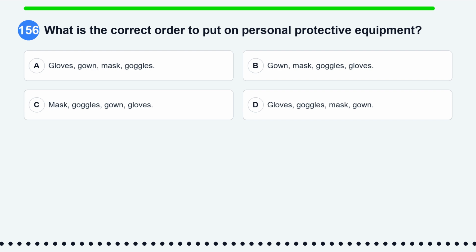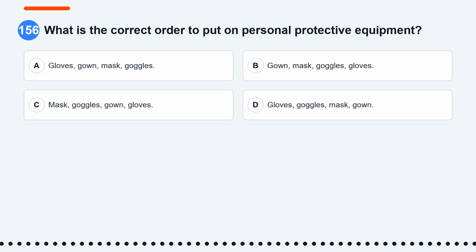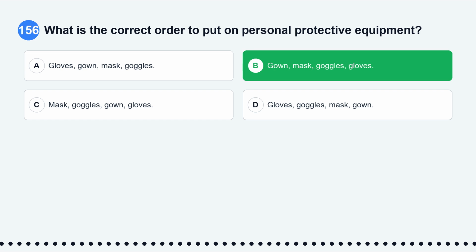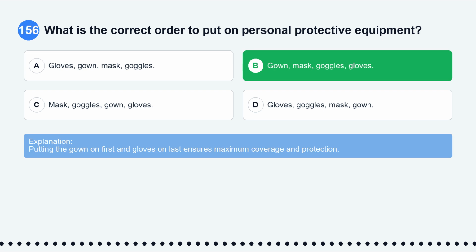Question 156. What is the correct order to put on personal protective equipment? Option A, gloves, gown, mask, goggles. Option B, gown, mask, goggles, gloves. Option C, mask, goggles, gown, gloves. Option D, gloves, goggles, mask, gown. The correct answer is option B, gown, mask, goggles, gloves. Putting the gown on first and gloves on last ensures maximum coverage and protection.